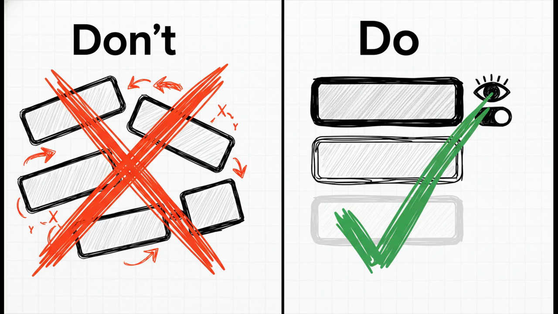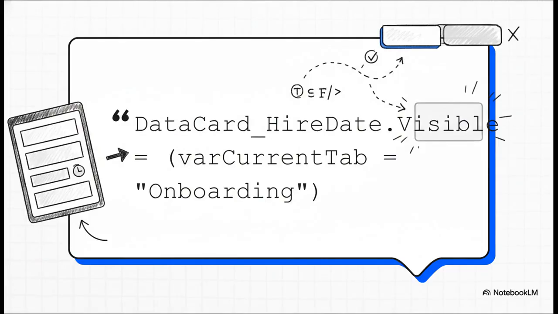It's clean, it's simple, and it's totally foolproof. And here it is. This is the exact code, and it is just beautiful in its simplicity. You select a data card, in this case, maybe the hire date, you go to its visible property, and you just write a simple logical test. Is our variable, var current tab, currently equal to onboarding? If the answer is yes, the property becomes true and the field appears. If not, it's false, and it stays hidden. You just repeat this simple pattern for every single field.